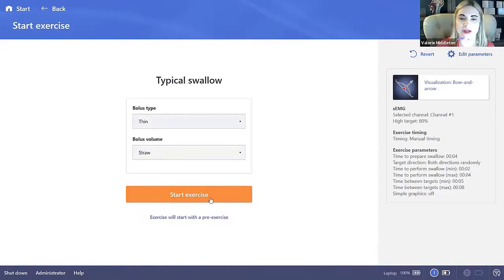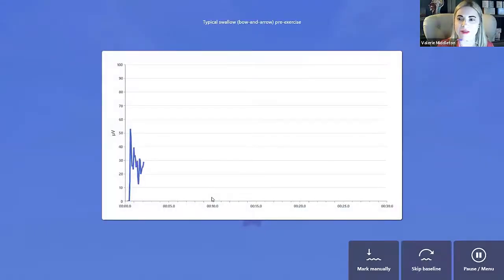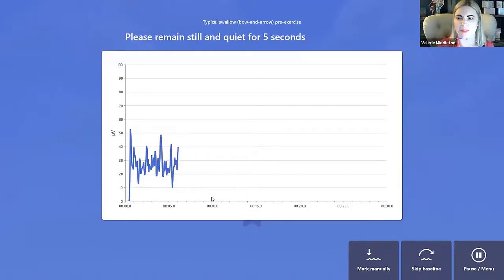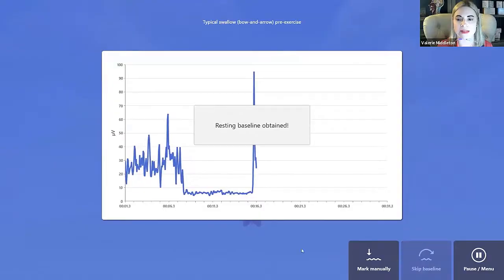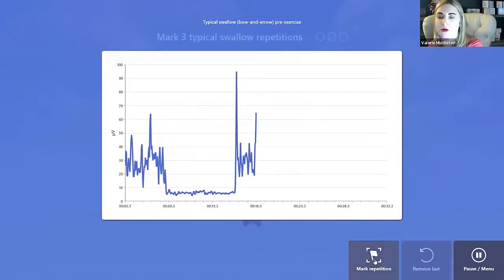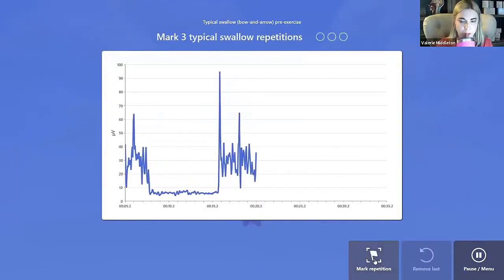And every exercise starts with a pre-exercise, very similar to what we just saw in assessment. We're going to get a resting baseline first, and then we're going to get 3 normal swallows to calibrate the system for where those peak amplitudes are. So we'll try that now. Okay, great. So that was my resting baseline. And now I'm just going to mark repetitions for my swallows.